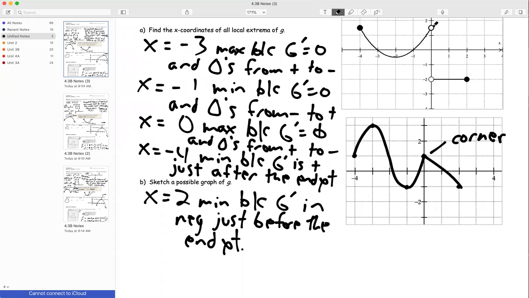I'm going to check everything. I've got a relative minimum at -4. It goes up. At -3, I have a max, and my derivative is 0. At -1, I have a min, and my derivative is 0. Not differentiable at 0. And then a relative minimum at 2. And so everything checks. Okay.